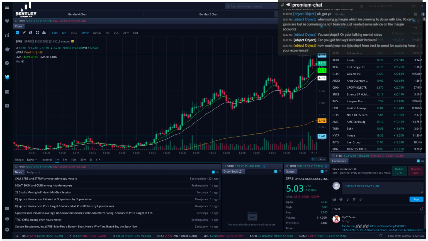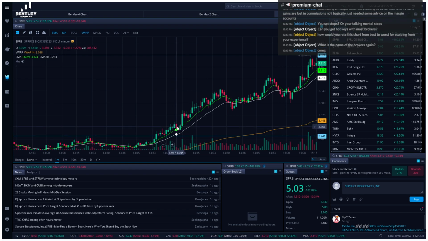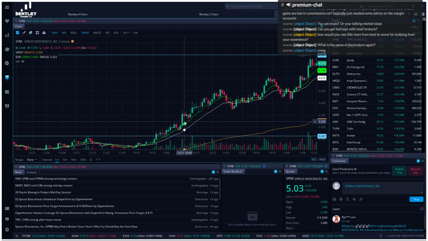How would you rate this chart from best to worst for scalping from your experience? This is a really good chart. It's very predictable. You got everything that you wanted out of it. Break a key level, held support above it. Micro pullbacks right here. You see the red candles. You have micro pullbacks down here just by looking at the volume. Up here, another micro pullback just by looking at the volume. So this one's perfect. This is what you want to see.